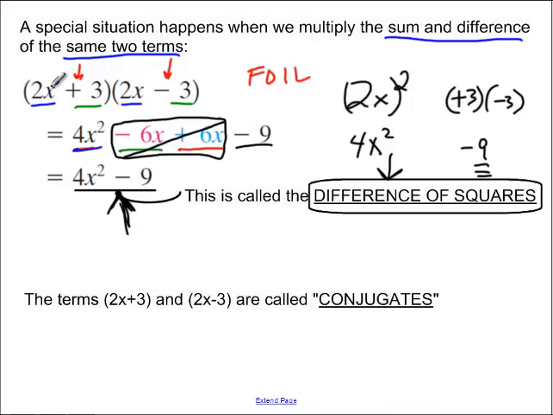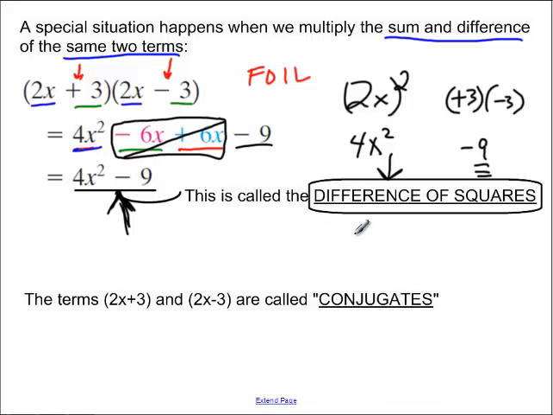So if you see something like this, where it's got to be a binomial times a binomial, the first one in each of these is exactly the same. 2x is the same as 2x, 3 is the same as 3, and the only difference is you've got a plus here and a minus here. Then you get the difference of squares. You can just shortcut to 2x squared gives me 4x squared, and it's got to be the entire 2x squared. 2 squared is 4, x squared is x squared, and that has to be here. And then 3 times 3 is 9, and then the subtraction goes between them.